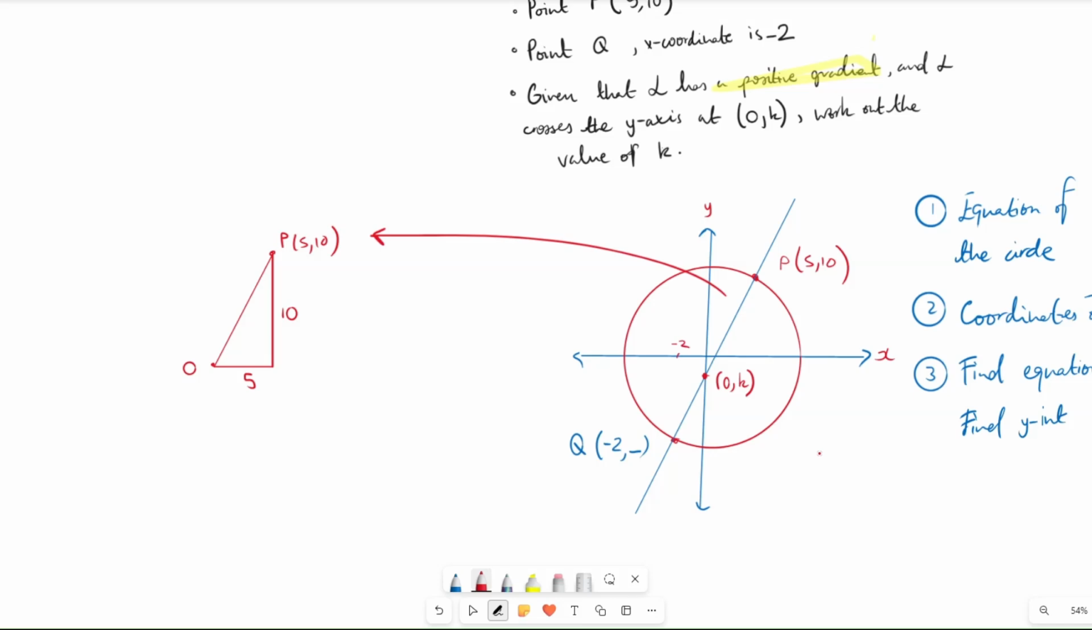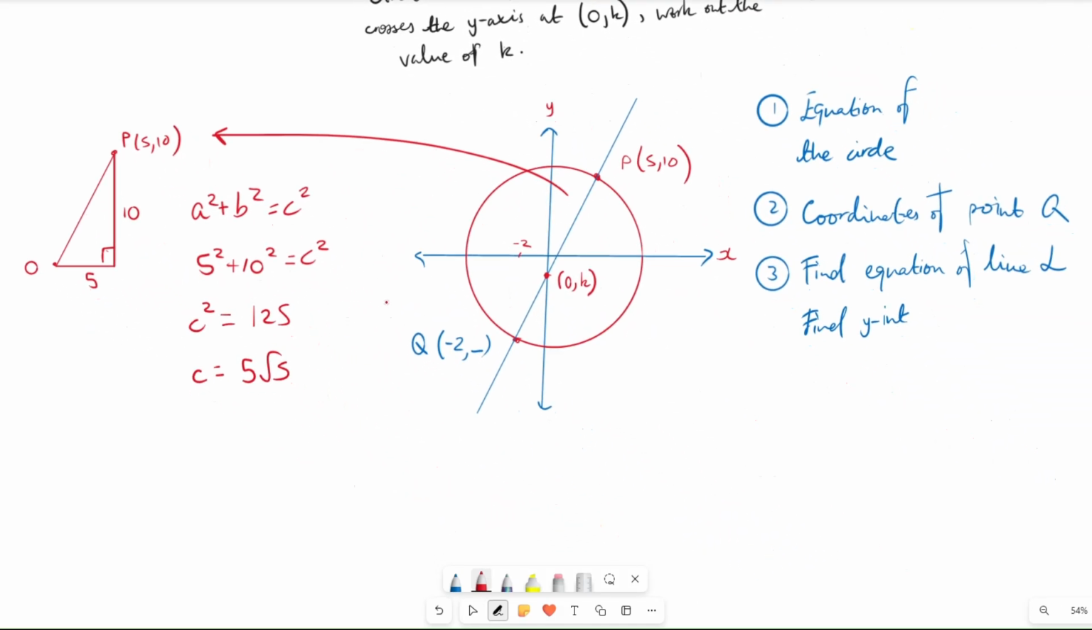To find the equation of the circle we need to find the radius, and this line here is the radius. We can just use Pythagoras to work that out because this is a right-angled triangle. So a squared plus b squared equals c squared, and we've got 5 squared plus 10 squared equals c squared. So c squared is going to equal 125, and c equals 5√5 if you simplify that a bit. So we know what the radius is, and let's write out the equation of the circle because this is going to be very important. It's x squared plus y squared equals our radius squared, which we've already got using Pythagoras, which is 125.